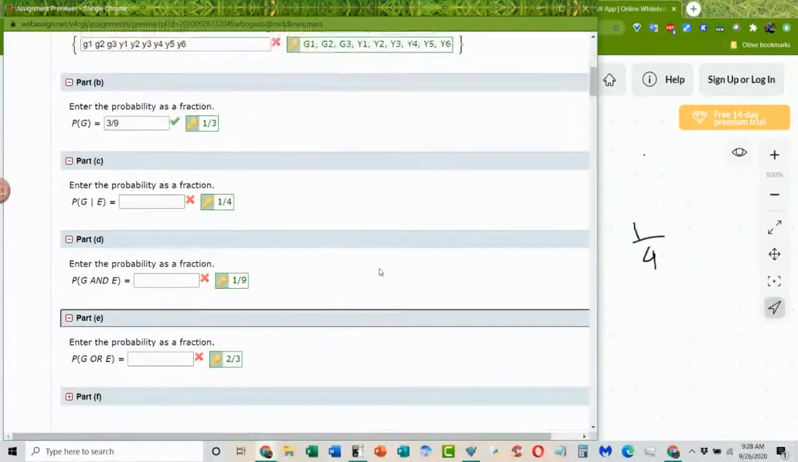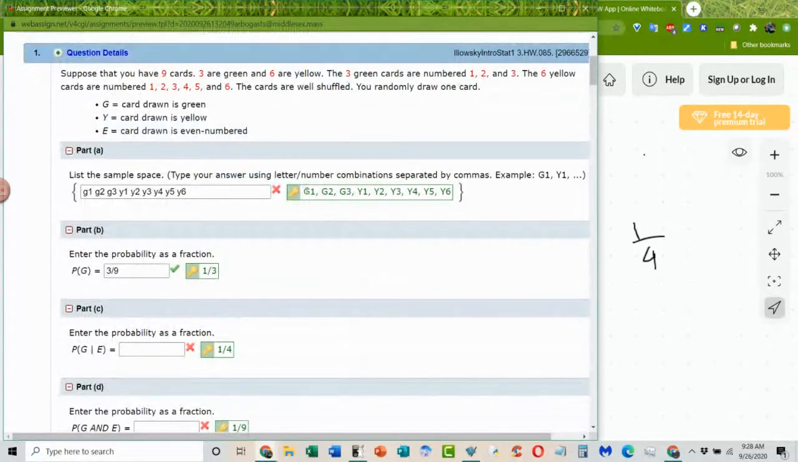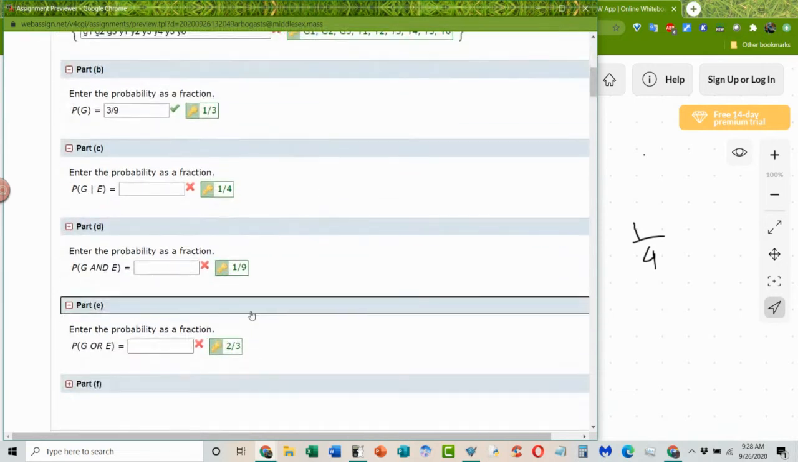E, which means what's the probability of it being green? Well, there's 1, 2, 3 greens plus 1, 2, 3, 4 evens. So 3 plus 4 is 7 out of 9. But we have to remove any duplicates. And so we have this one green even one, which we have to remove. So 7 minus 1 is 6. So I get 6 out of 9, which reduces to 2/3.